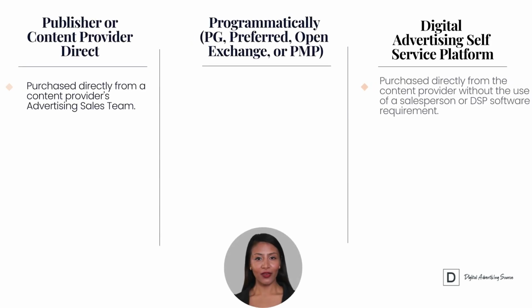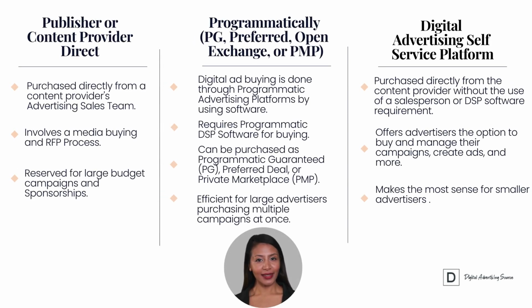So to recap what we have learned, generally speaking, digital advertising can be purchased in one of three different ways. 1. Publisher or content provider direct. 2. Programmatically in the form of PG, preferred, open exchange, or PMP. And 3. Through a digital advertising self-service platform. For advertisers with large budgets, direct and programmatic buys make the most sense. Direct buying assures guaranteed inventory and is usually reserved for large sponsorships, and programmatic buying provides efficiencies and control to large advertisers with big budgets managing multiple campaigns at once.